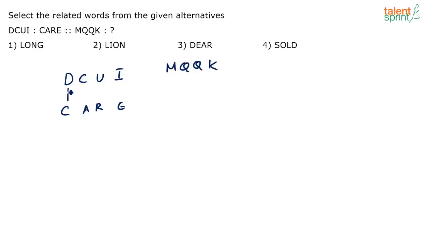Now here D minus 1 is C, similarly C minus 2 is A, U minus 3 is R, correct? And I minus 4 is E. Similarly, what will come here? Here it has to be M minus 1, that is equal to L. Next will be Q minus 2, that is equal to O, and here minus 3, so that's going to be N. So at this point itself, the answer is going to be option 1, that is LONG. Correct answer is option 1.